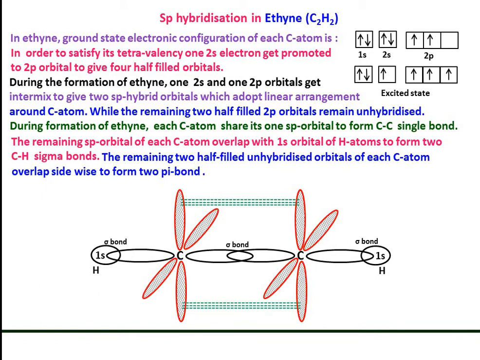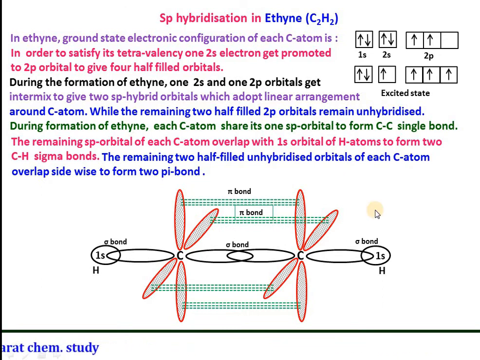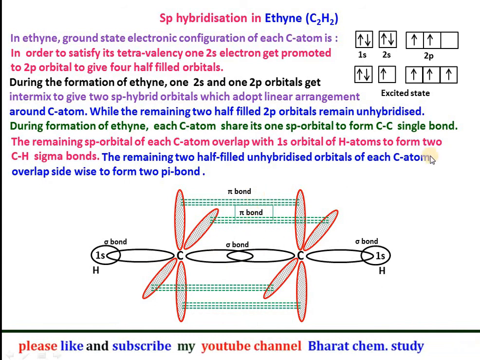So here half pi character above and half pi character below, that means one pi bond, and the second one mixes to give half pi character above and half pi character below. That means the total number of pi bonds will be 2. So that's why in ethyne the carbon-carbon bond is a triple bond, one sigma bond and 2 pi bonds. This is the final structure of ethyne, and from this structure it is clear that in a triple bond there will be one sigma bond and 2 pi bonds.